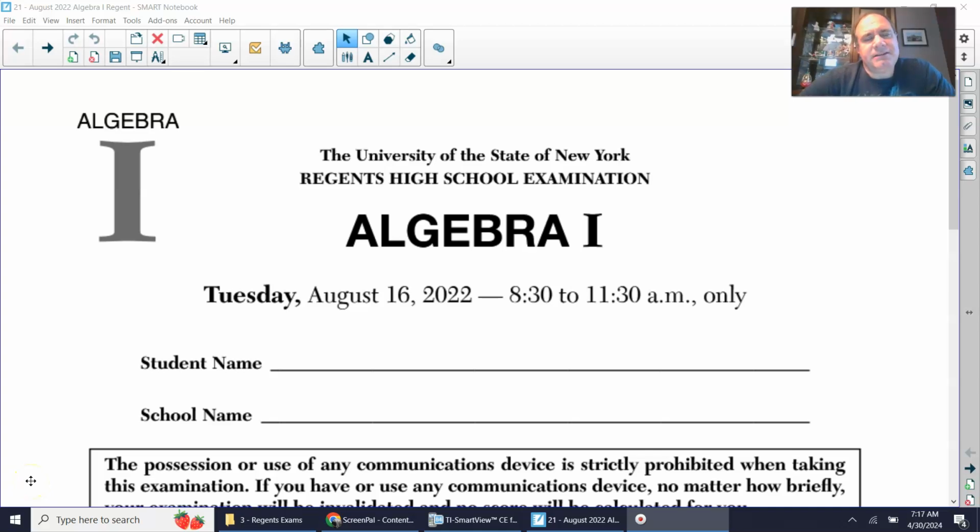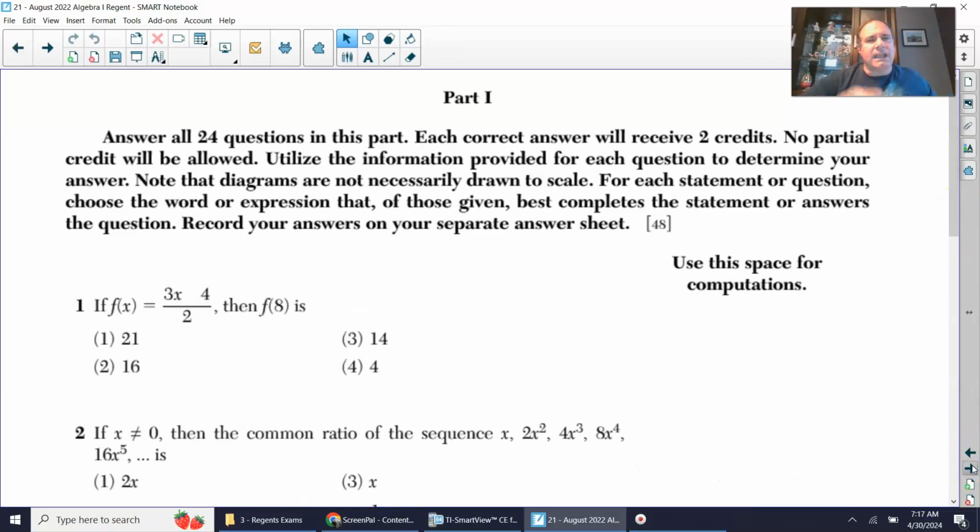Hello everyone, this was the Algebra I Regents that was given in August 2022, and we are going to go through every single question, how to use your calculator to answer these questions and to do your very best and pass this exam. So let's get right to it, and we have part 1, the first question, nice and easy.